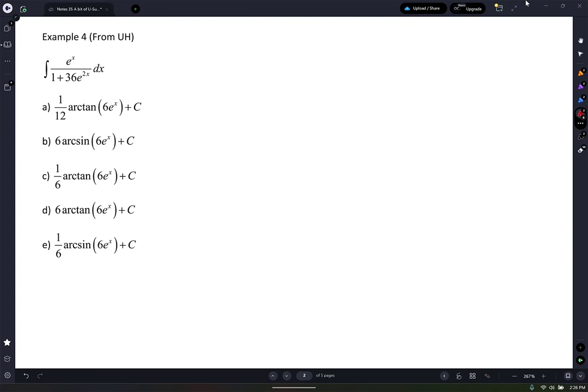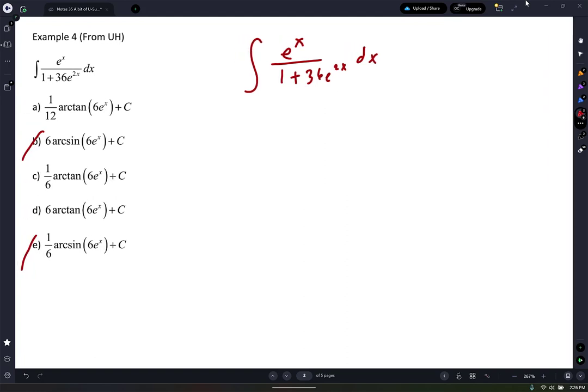On this one here, just by looking at the answer choices, I can already tell it's going to be an arctan. So let's make it look like that. 1, 2, 3, 4. Yeah, it can't be arcsine. There's no square root. 1 + 36e^2x dx. All right, real quick. I'll write it right here.